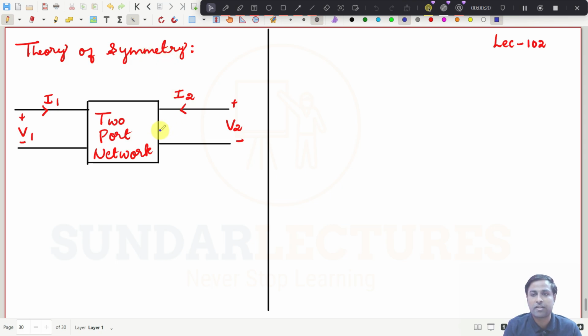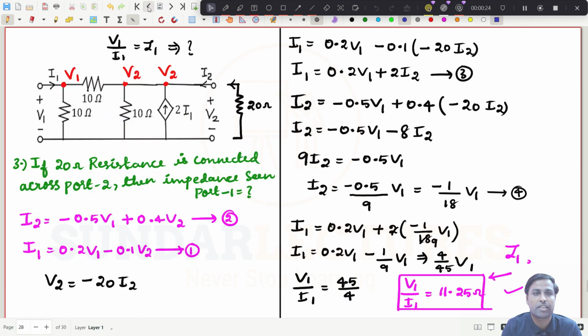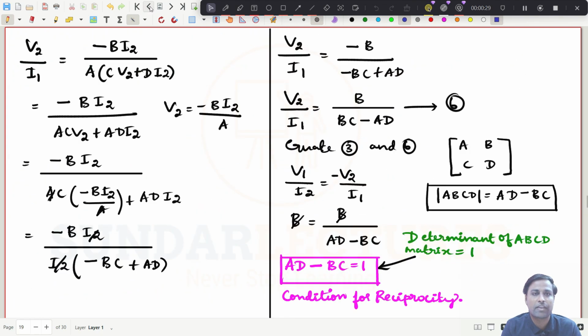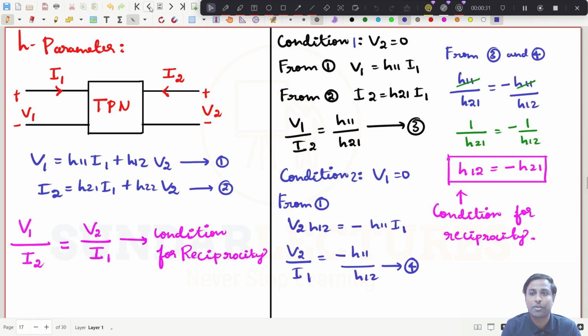What we have seen in the previous classes is theory of reciprocity, right? I just want to refresh the contents we have seen in the previous class related to two-port network, because we continued with three-phase circuits and went to coupled coils, and then we came again here, because we had stopped with reciprocity.